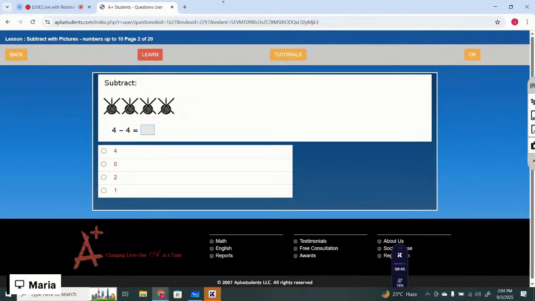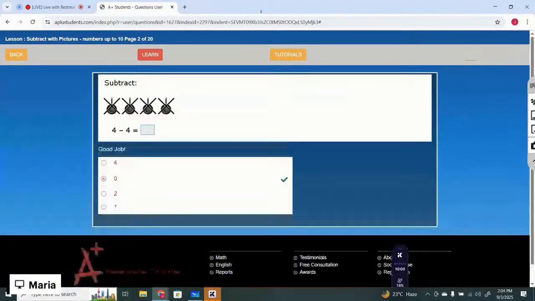Four take away 4. You have 4 pans. They all are crossed out. You need to count the ones that are not crossed out. So 4 take away 4 is 0, right? Subtracting a number from itself always makes a 0.